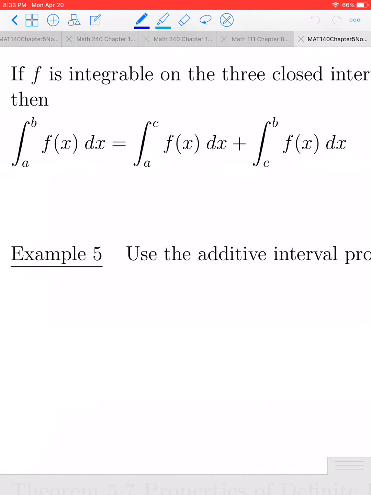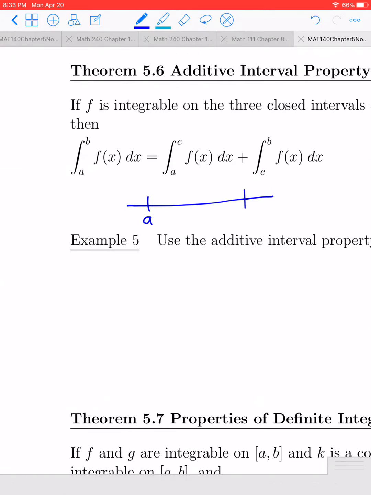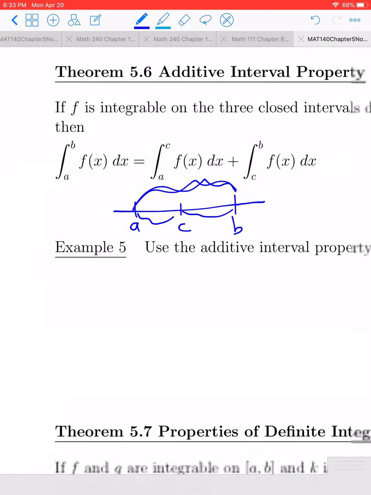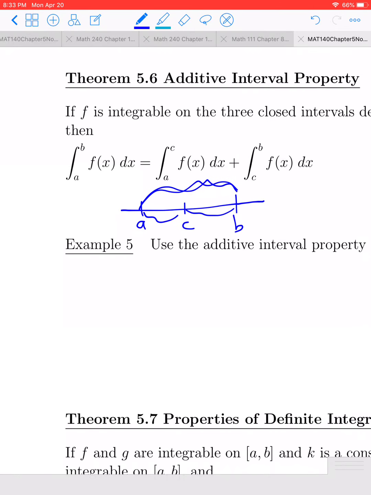This is one of those properties that makes a lot of sense, especially when you think about it in the context of area. Suppose that f is non-negative. It doesn't have to be for this condition to hold. But think about the total area from a to b: pick any point c in between a and b. The area under the curve from a to c plus the area under the curve from c to b would give you the total area under the curve from a to b, and that's one of the ways you can think of this additive interval property.